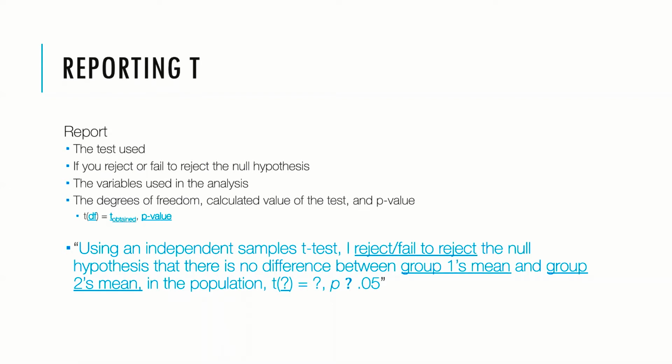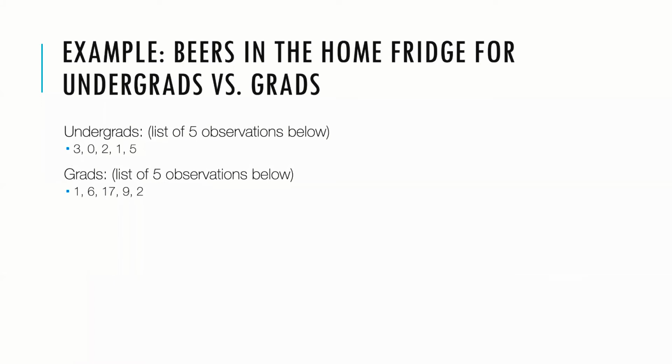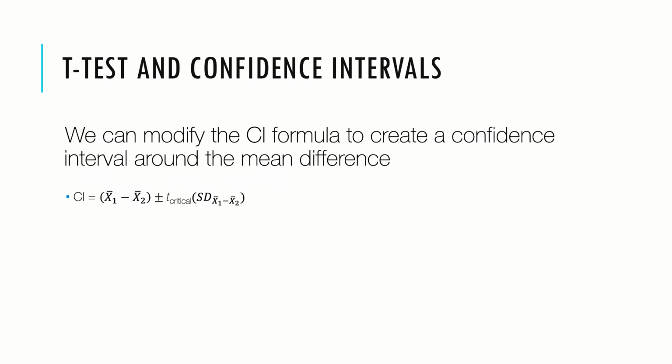And then I have this example here that we can walk through, but I won't do that now. I do want to point out that you can use the confidence interval formula to calculate a confidence interval around the mean difference. So you can say mean difference plus or minus whatever your T critical value is, times your standard error of the mean.